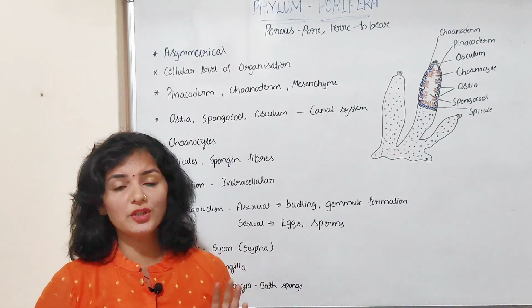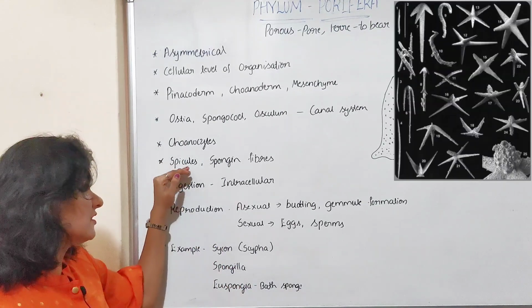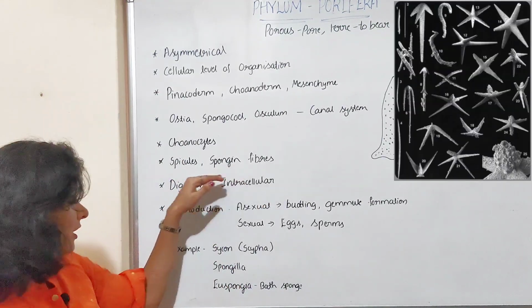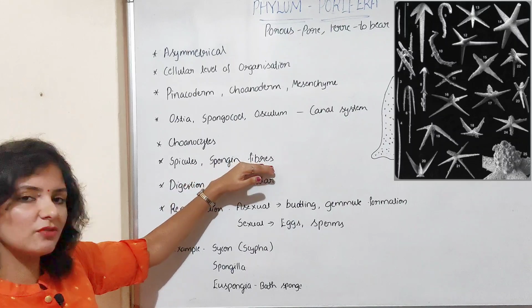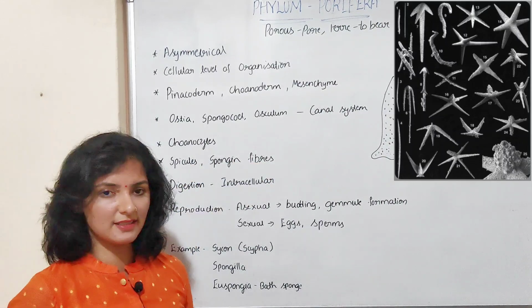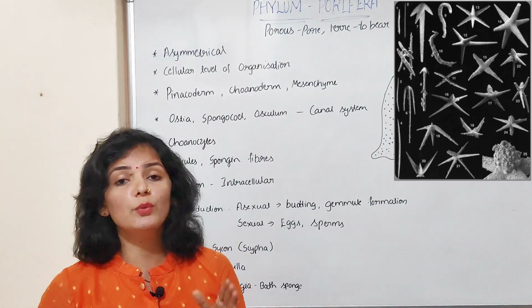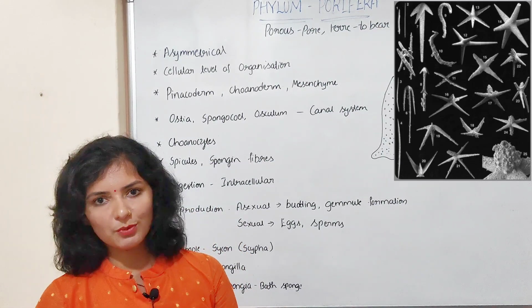Even poriferans do not have circulatory and nervous systems, but they have a skeletal system consisting of spicules and spongin fibers. A large number of spicules and spongin fibers are present within the body of these poriferans, which form a skeletal system. These spicules are made up of calcium carbonate, a hard substance. That's how it gives support to the body.